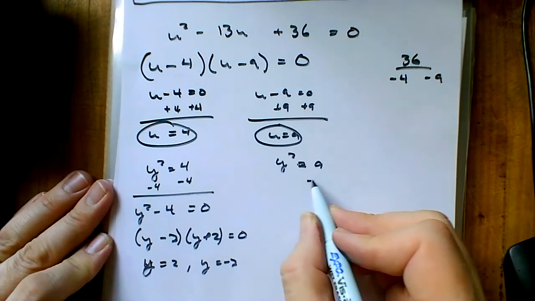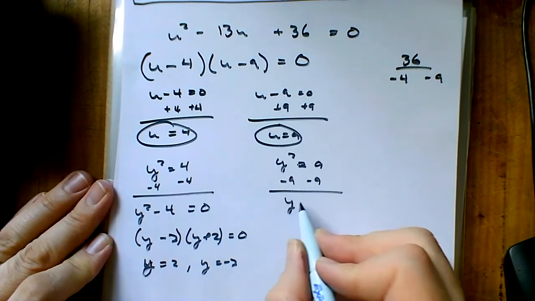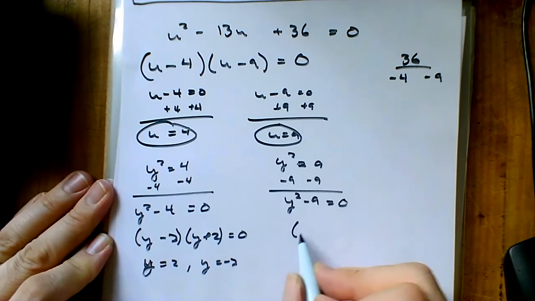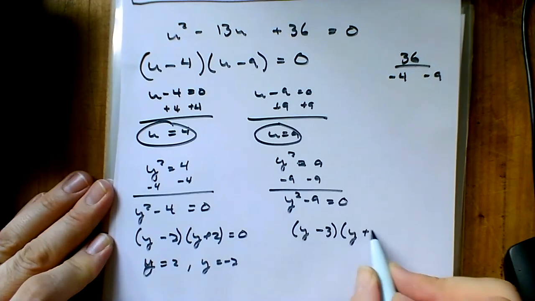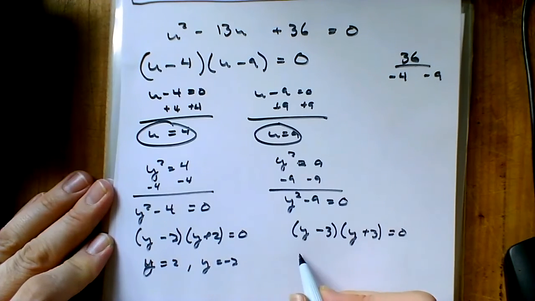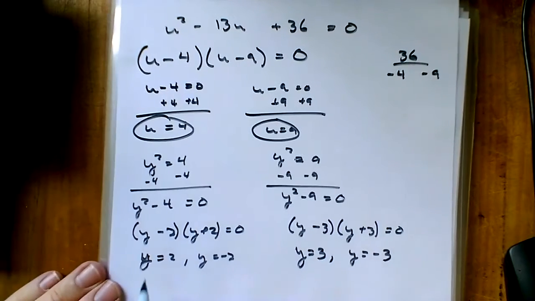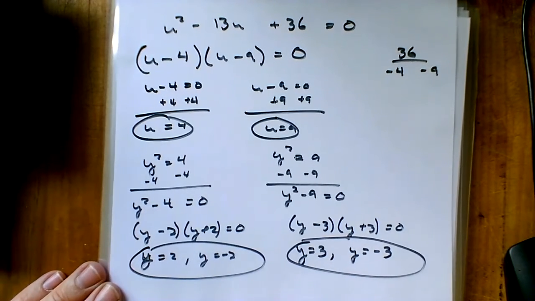Very similar with this. I've got y squared minus 9 equals 0. This is going to give me (y - 3)(y + 3) equals 0. So I would have solutions of 3 or negative 3. So I've found one equation with 4 different solutions.